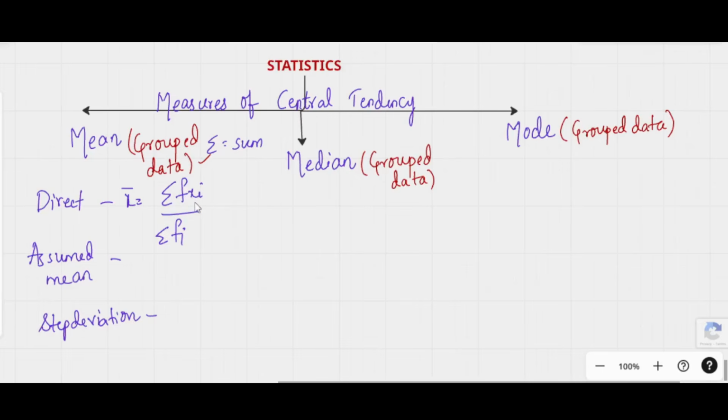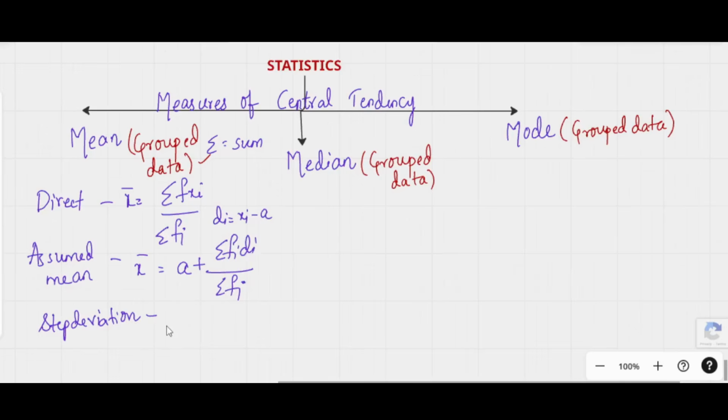f means frequency and xi is the class mark. Yes, we have to multiply the frequency with the class mark and sum it up, and then divide it by the sum of all the frequencies. The assumed mean method formula is x bar equals a plus sigma fi di divided by sigma fi. Here a is the assumed mean, f is the frequency, and di is equal to xi minus a, where xi is the class mark.